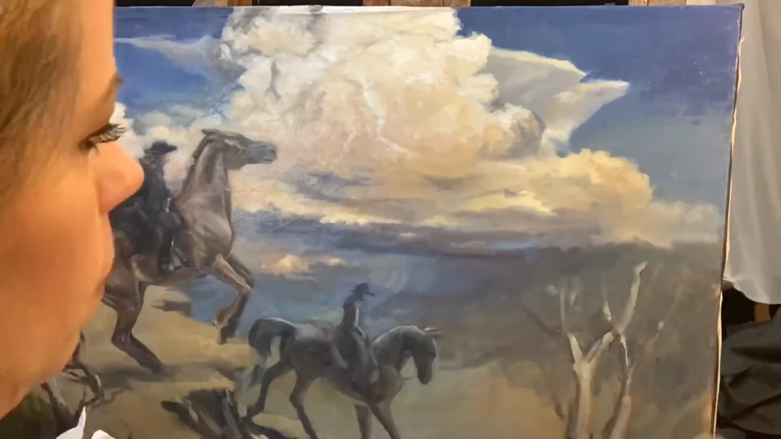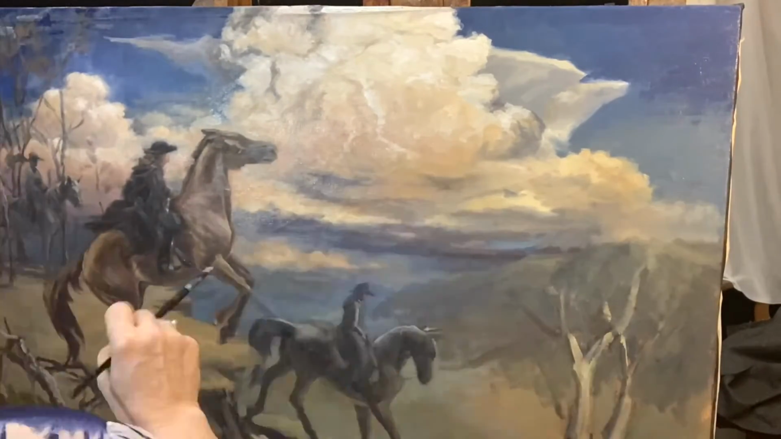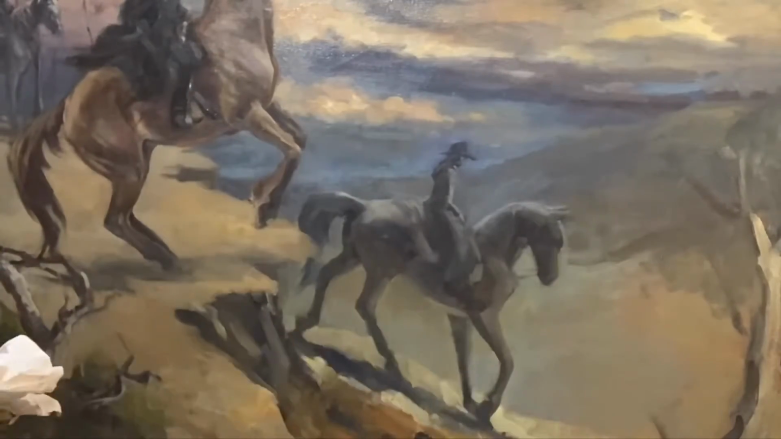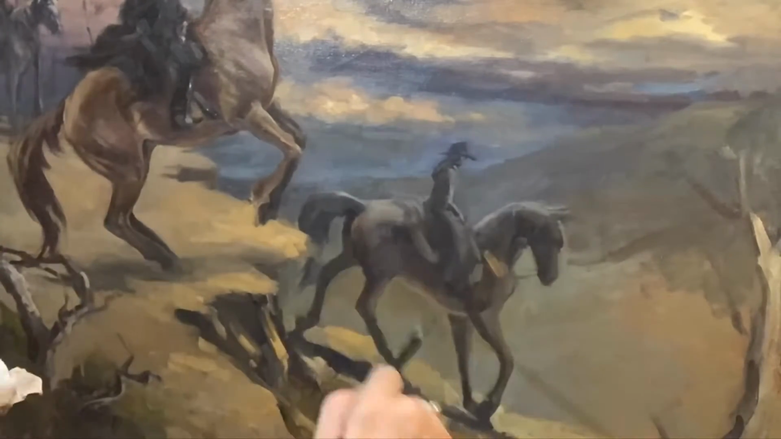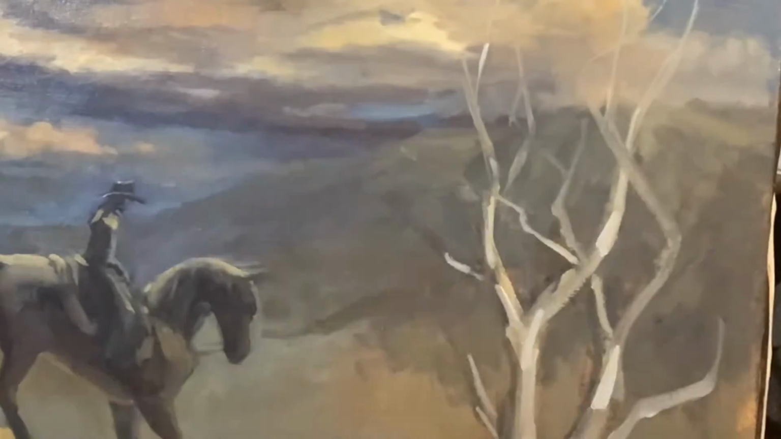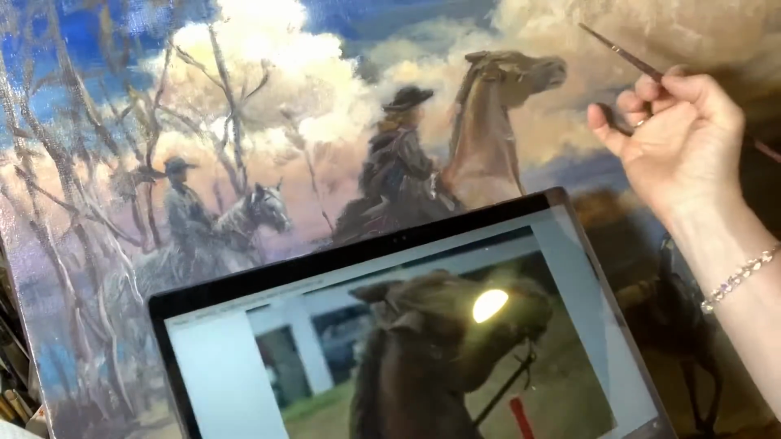But you know, you do have to capture the weight of rain and storm when you're doing a cloud like that. And that distant, faraway glow that we see when storms are coming, it's just really powerful too. So I wanted that in there.